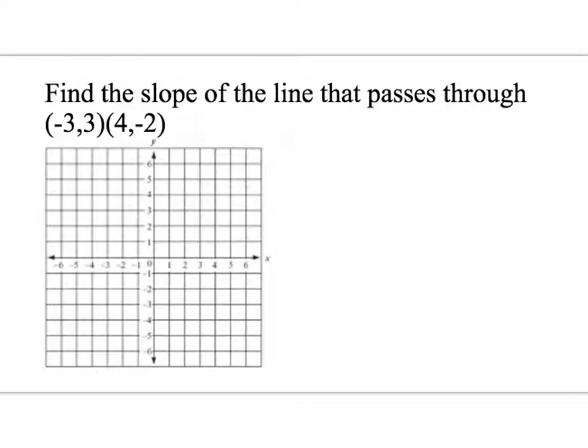Alright, last example. Okay, I'm going to plot -3, 3. So I'm going to start at the origin, okay, and count left 3, 1, 2, 3, and up 3, 1, 2, 3. That's going to be my first coordinate. Then I'm going to plot 4, -2. So start at the origin, I'm going to go 4, 1, 2, 3, 4 to the right, and 2 down, 1, 2. And then plot my point there. If I draw a line through these 2 points, that's the line that I'm finding the slope of.